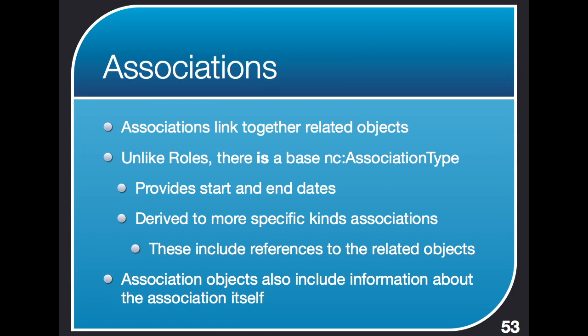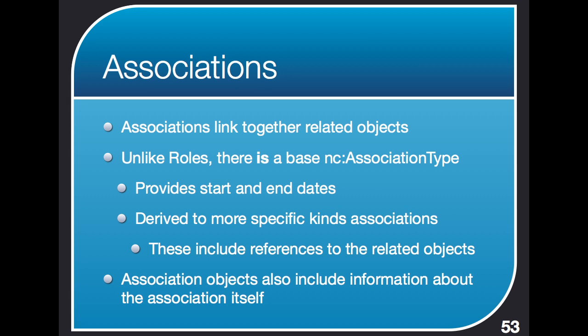Associations are another way the NIEM has of linking together related objects. But unlike roles, there is a base association type in NIEM core. What this association type provides is basically a start and an end date for the association. So you have two objects and they're associated over a period of time based on those starting and end dates.